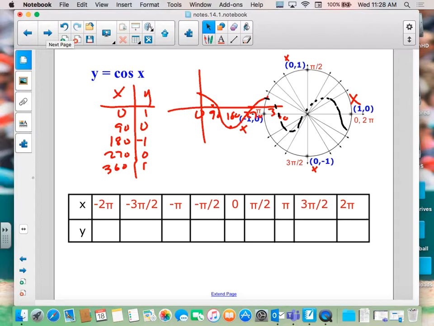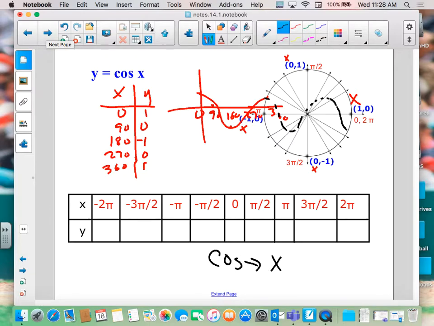And now we're going to fill in this chart, and we're going to go around that unit circle and get the cosine values in radians. So again, I know you guys remember this, that cosine on the unit circle goes with the x-coordinate. So when we're looking at x comma y, we're going to go around that unit circle and look for the x-coordinate.